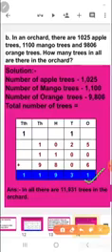Children, after finding the sum, the last and final step is writing the answer. So the answer is, in all there are 11,931 trees in the orchard.